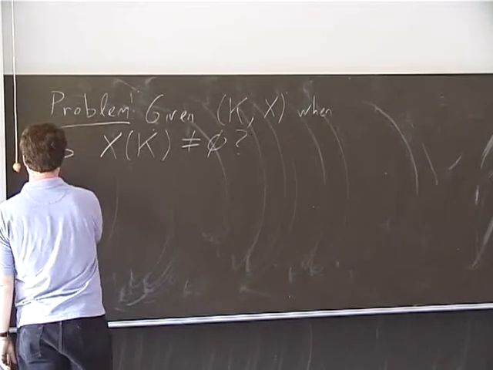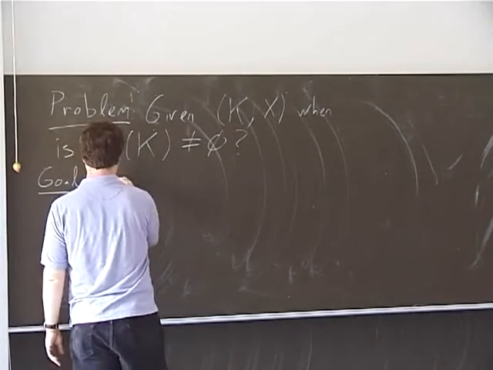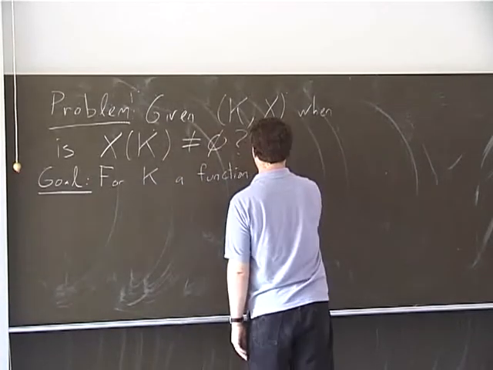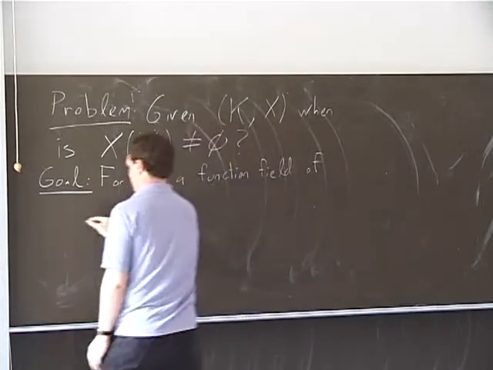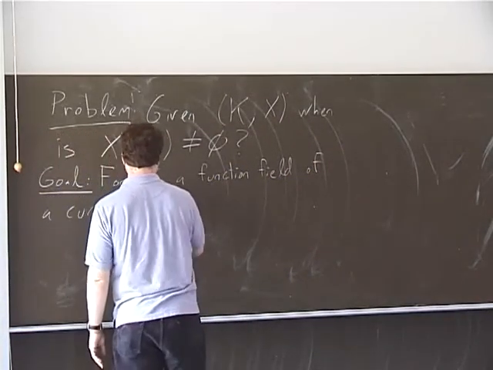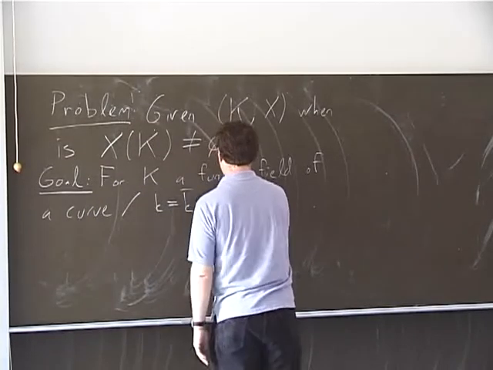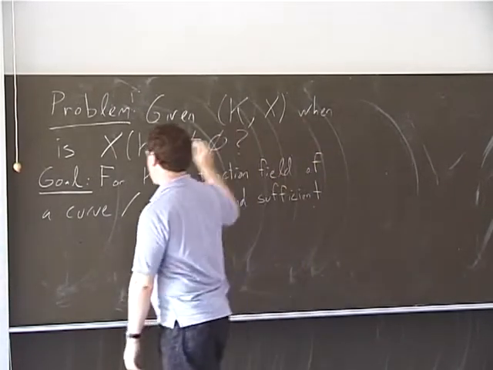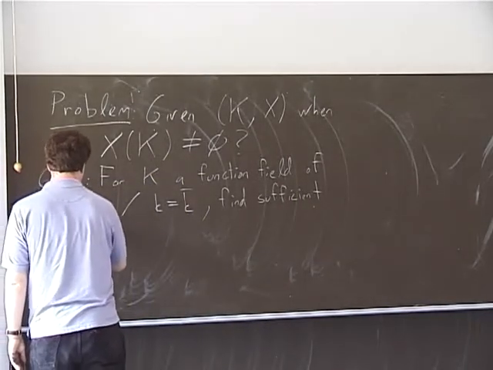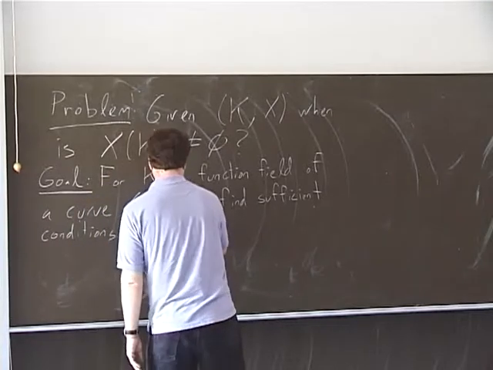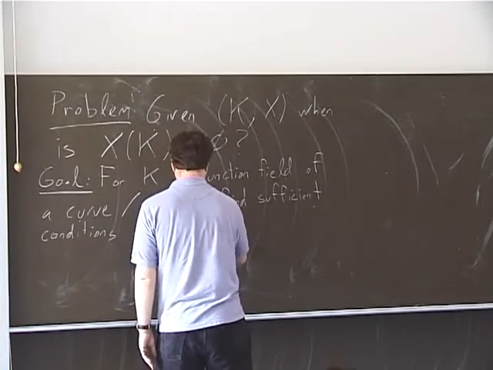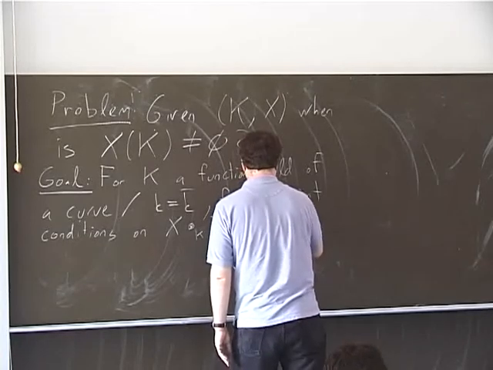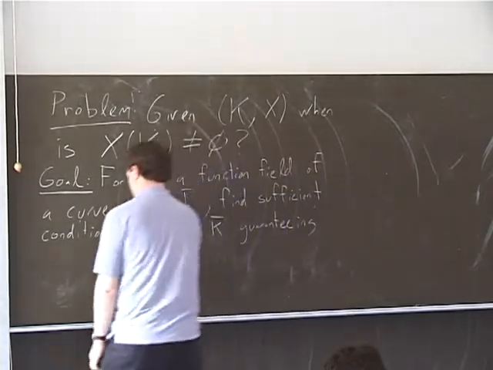So the goal, for K a function field of a curve over an algebraically closed field, little k, is to find sufficient conditions on X. They should be geometric conditions, which means they should really be conditions on the base change from capital K to its algebraic closure, guaranteeing existence of a rational point.